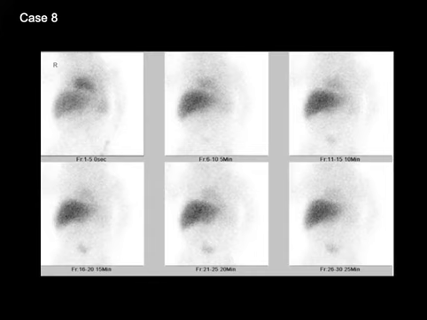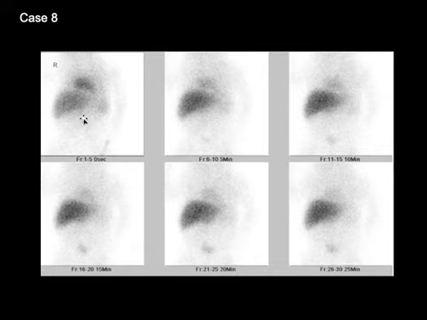Case number 8. Here we have multiple images from a hepatobiliary scan where we see uptake in the liver, but there is no excretion into the biliary system, small bowel, cystic duct, or the gallbladder. Now these are images from a pediatric patient.